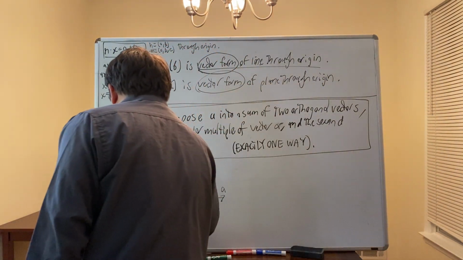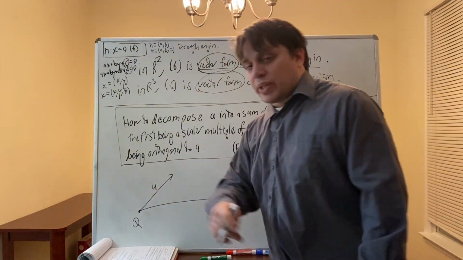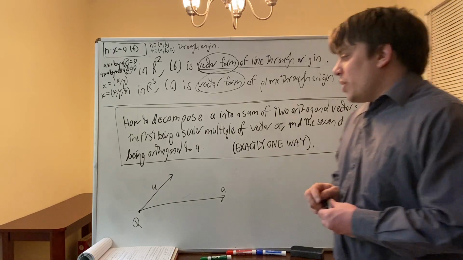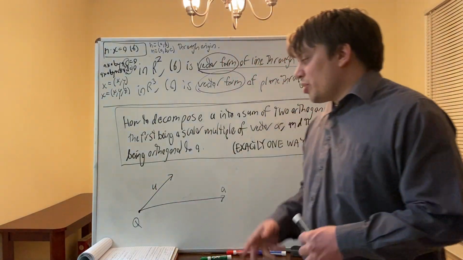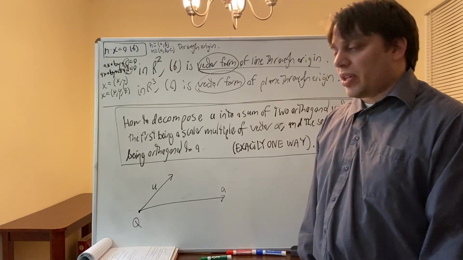I'm going to call this point Q. Okay, so I'm going to make the vector U and the vector A have the same initial point Q. And so what I want is to decompose U, expressing it as a sum of two vectors, one which is a scalar multiple of A, and one which is orthogonal to A.